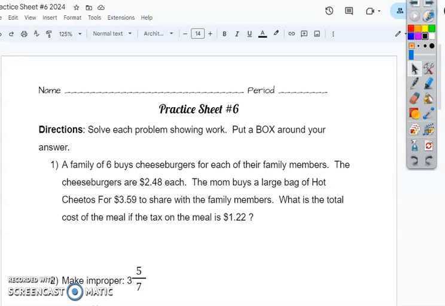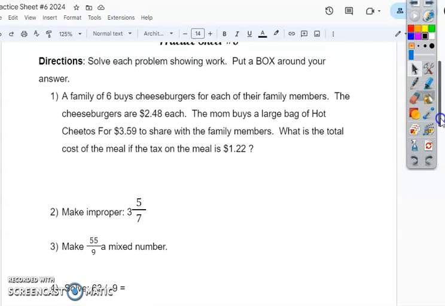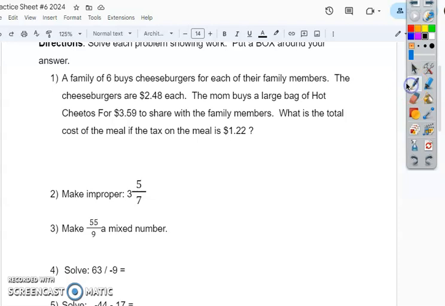Everyone, we are working on practice sheet number 6. So let's look at this. Number 1 says a family of 6 buys 6 cheeseburgers for each of their family members. Okay, so we have 6 people we're buying for. The cheeseburgers are $2.48 each.